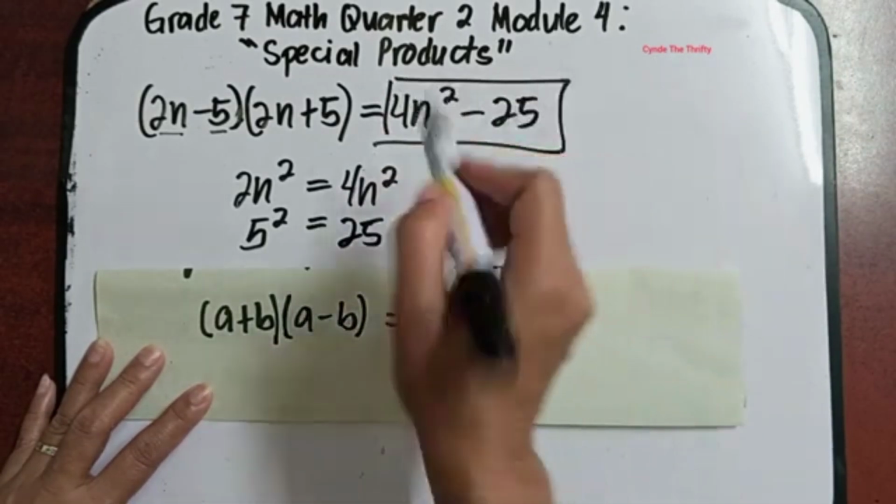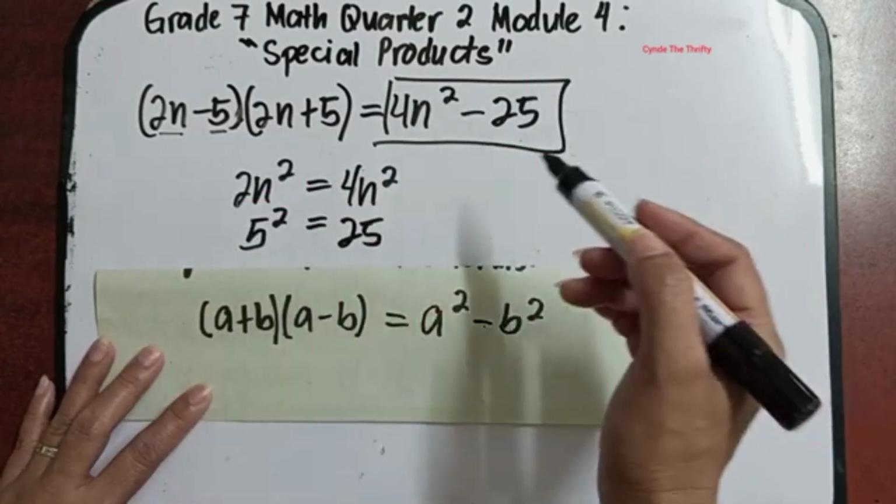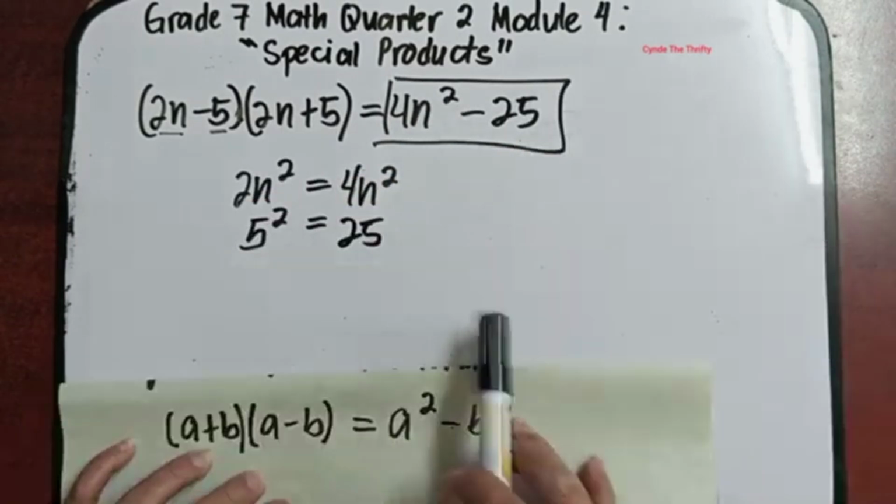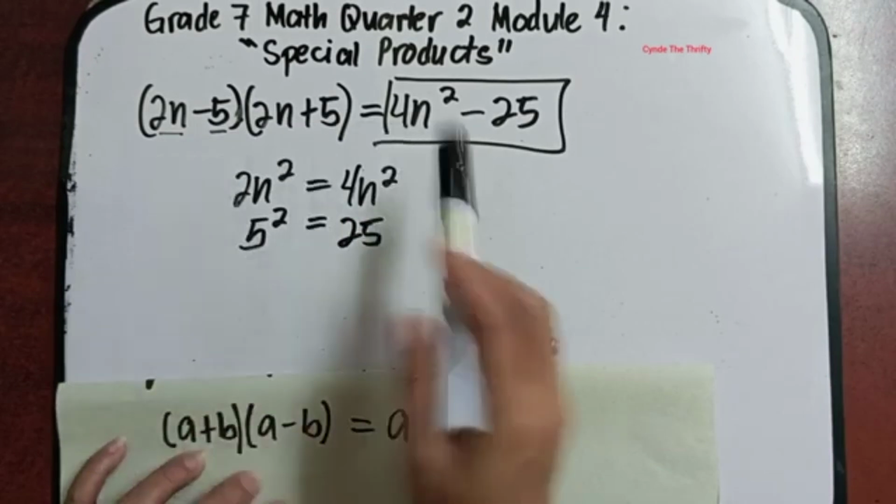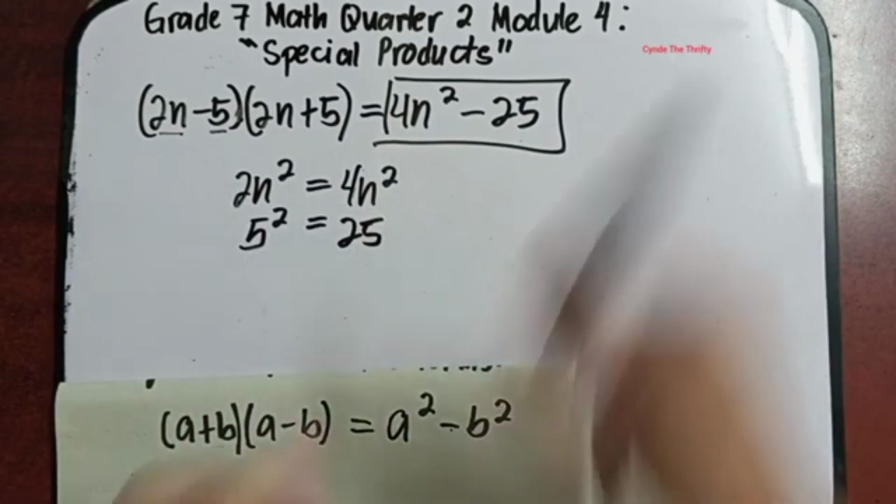Okay, so ganito siya kadali kapag alam mo kung ano yung special product. Okay, i-multiply natin ito in a long method para makita natin kung saan ba yung mas madali.